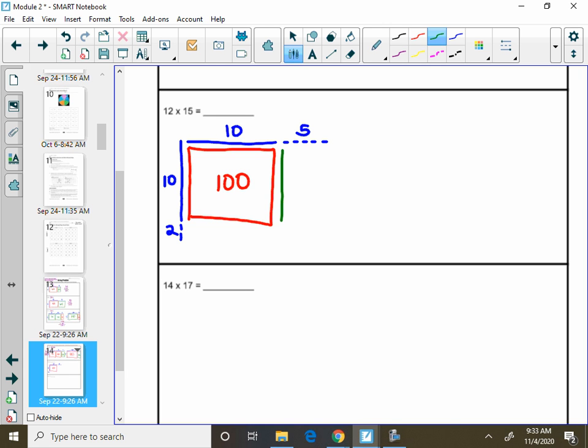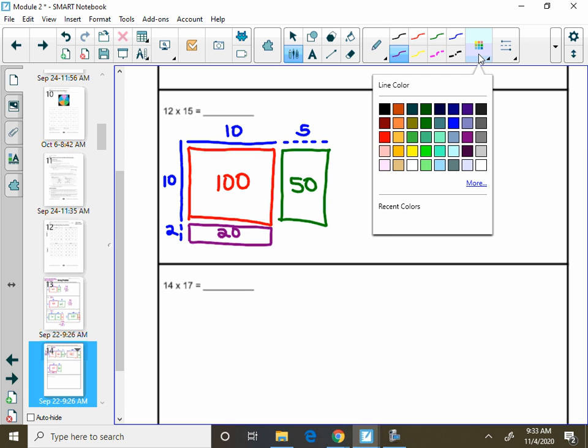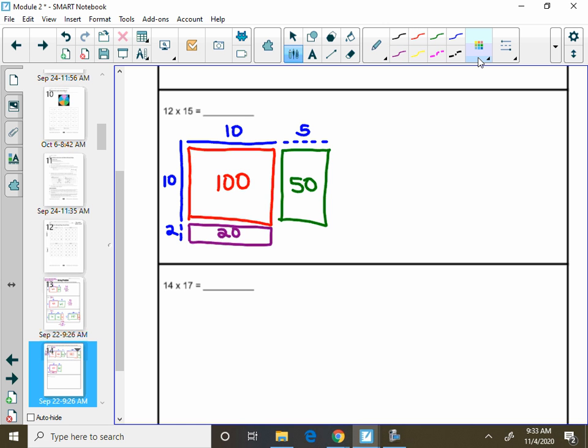10 times 5 is what? What's 10 times 5? 50. Thank you, Annalise. At the bottom, 2 times 10 is 20. And if kids forget anything, what do they forget? That last little corner, right? Especially if their boxes are not super neat. 2 times 5 is 10.